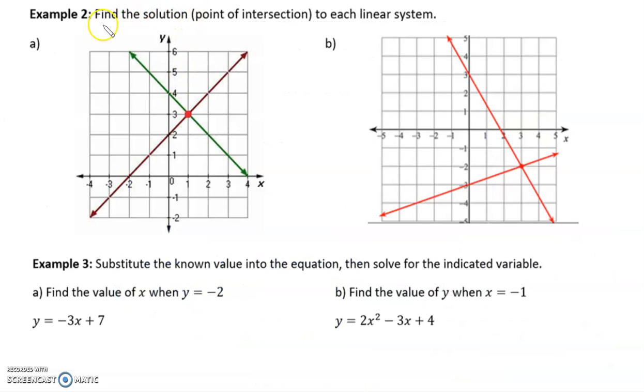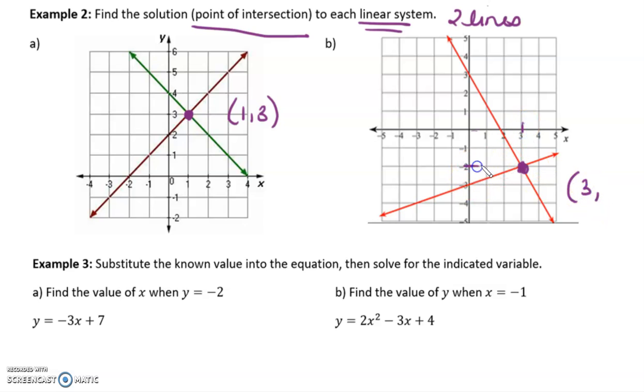Okay, when a question asks us to find the solution, it means the point of intersection to each linear system. And what a linear system means is just 2 lines. That's it. Okay, so when 2 lines are on a graph, do they intersect? And if so, where? Okay, so for A, we have a point here where the 2 lines intersect, and that point is 1, 3. And on the second graph, we have a point here where the 2 lines intersect, which is 3, -3, or -2. And then that's it.